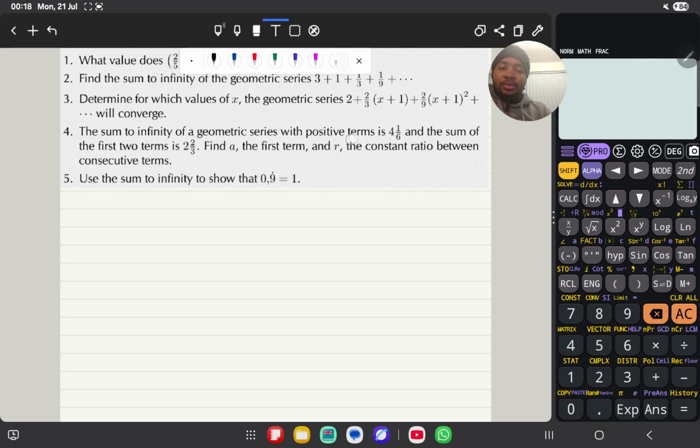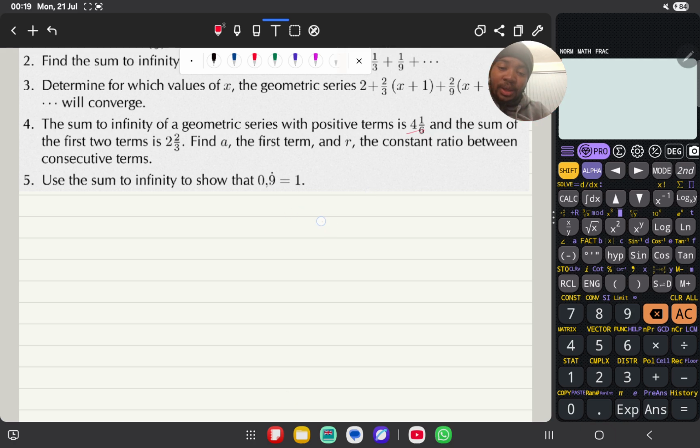So when you read this question, they say that the sum to infinity of a geometric series with positive terms is that. So sometimes from reading these questions, there are clues there. They're already telling us that there's a sum to infinity. Therefore, we know our series converges, and we also know that r is between -1 and 1, right? Because if a series converges, r must be between 1 and -1, right?